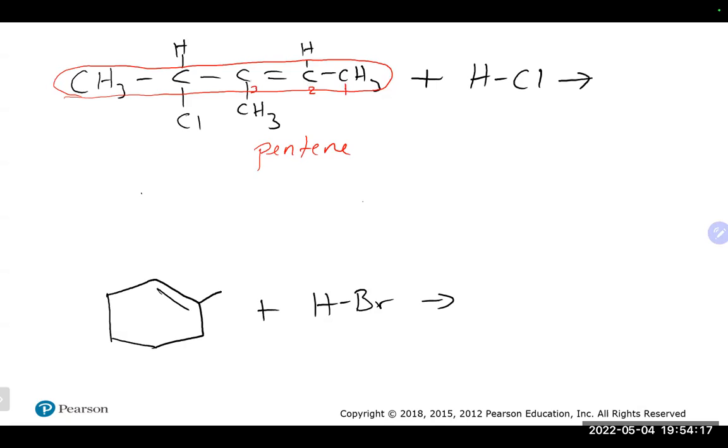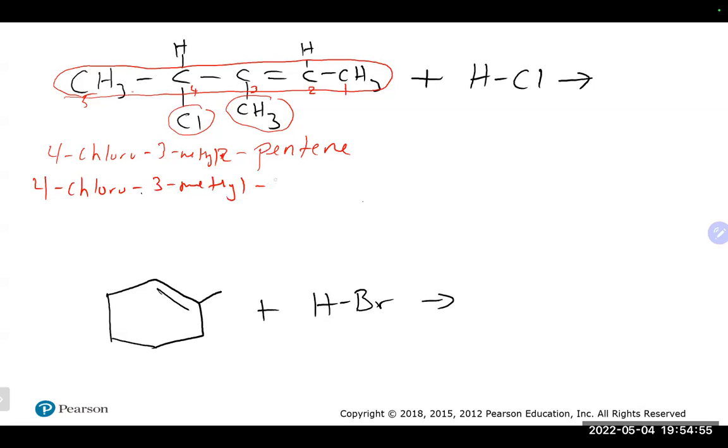Yeah. And that would be, as you said, 2 pentene. Now we do have, as you said, a methyl group and a chloro group, and we would want to go alphabetical order. Even though the chloro group has a larger number, it would still go alphabetical if that's your question. So it would be something like 4 chloro, 3 methyl, 2 pentene.